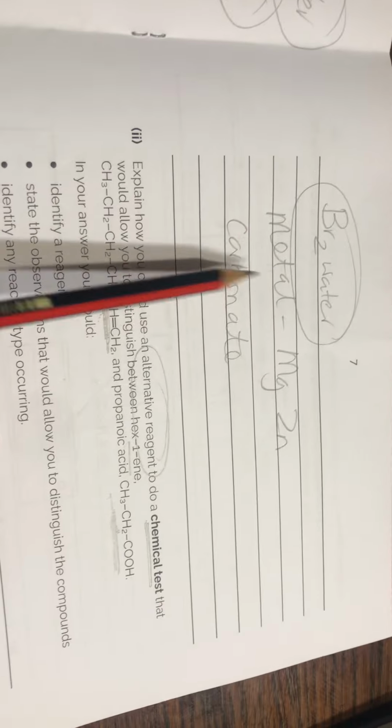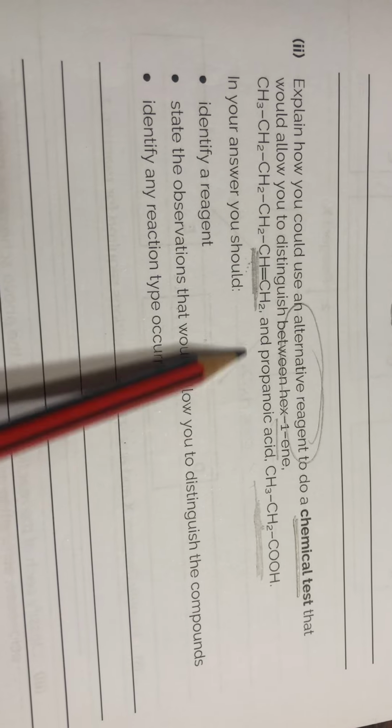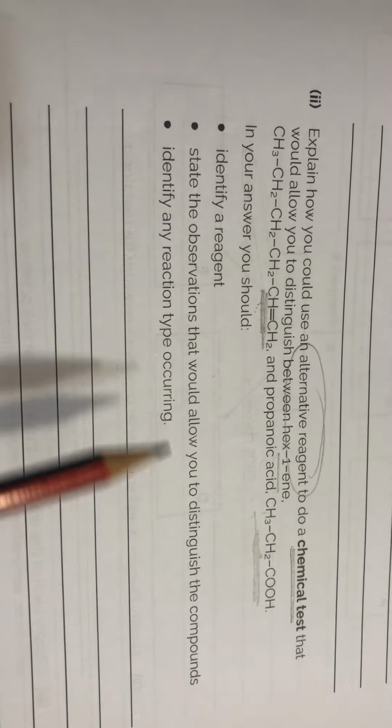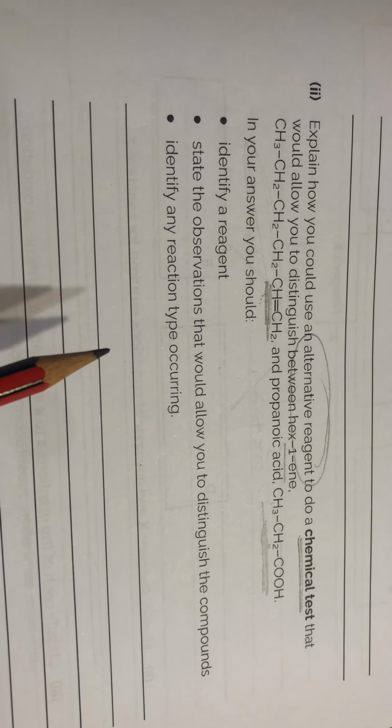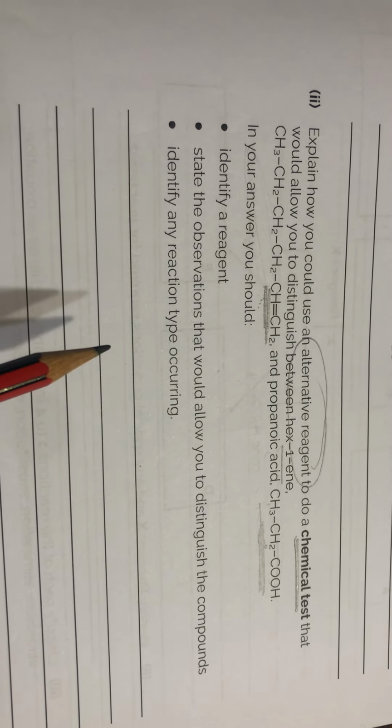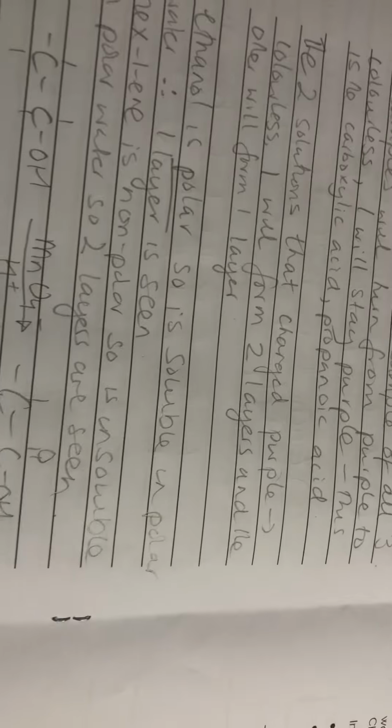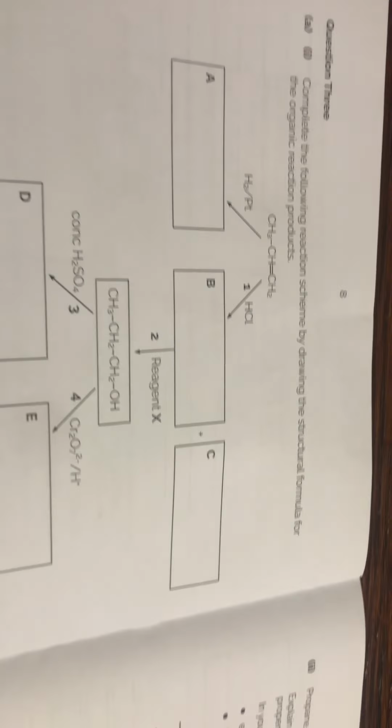If you chose the metal or the carbonate, your observations would be fizzing with propanoic acid and no fizzing with this. And the reaction type would be, for this one, an acid-base reaction. Yeah, that's probably the best way to put it. Okay, over the page. Last question. Okay, this one was actually pretty well done.